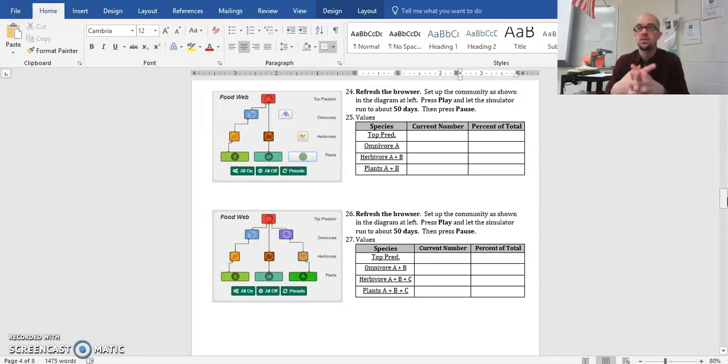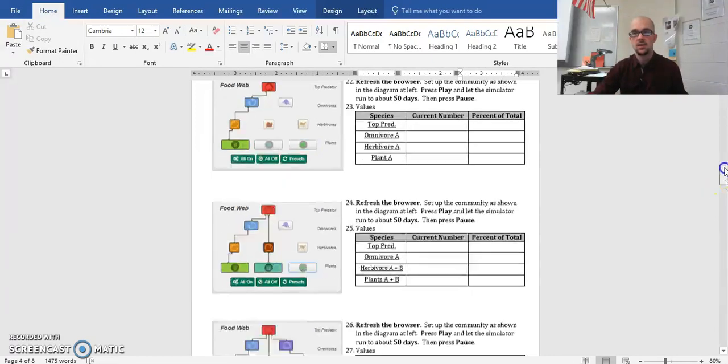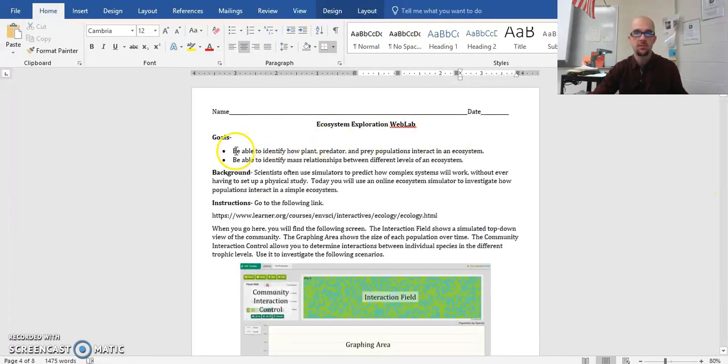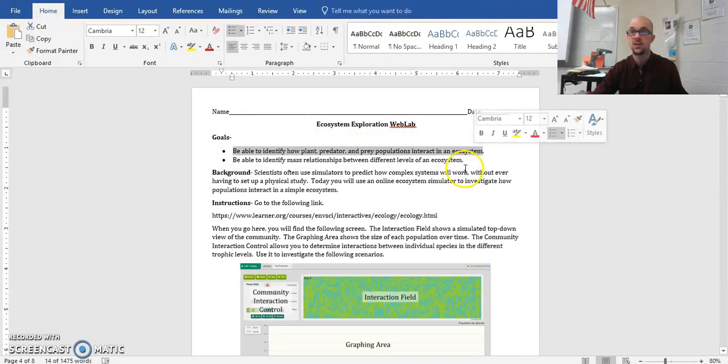We will come in and we'll start talking about what it is that we see happening. But it is important that you try to stay with us and to actually get these tables and most of the questions done by Monday. That way we can have a good discussion and start figuring out what kind of things we observe. And so just keep in mind that our goal here is to be able to identify how these plant, predator and prey populations interact. So by the end of this activity, you should be able to do that.